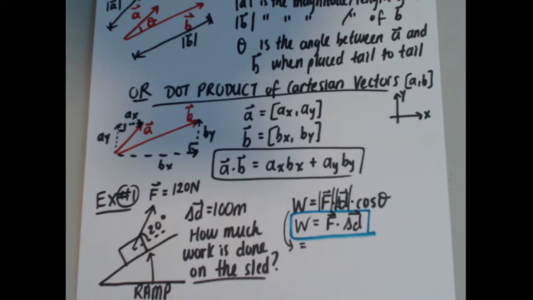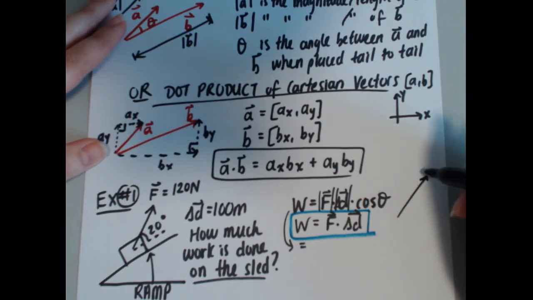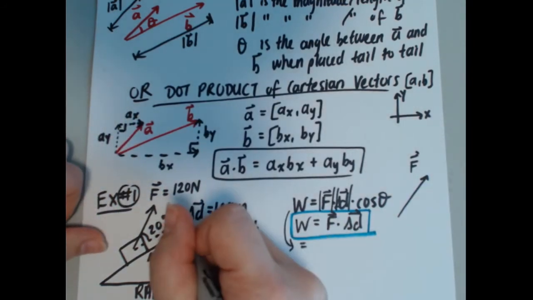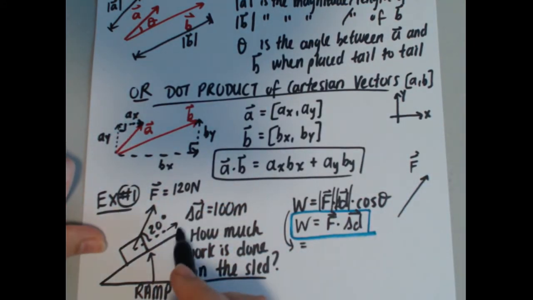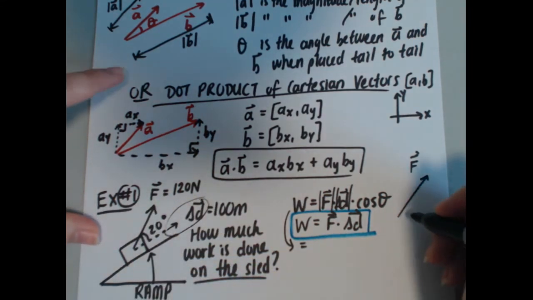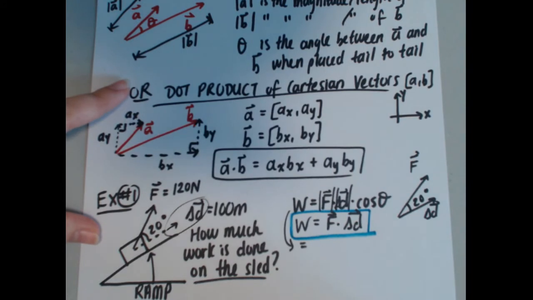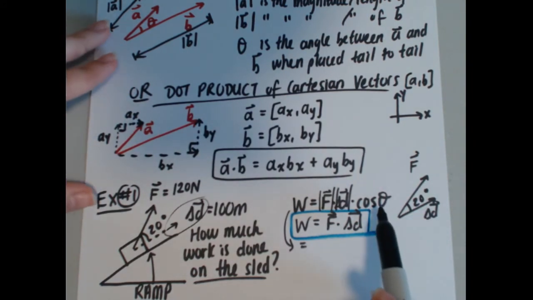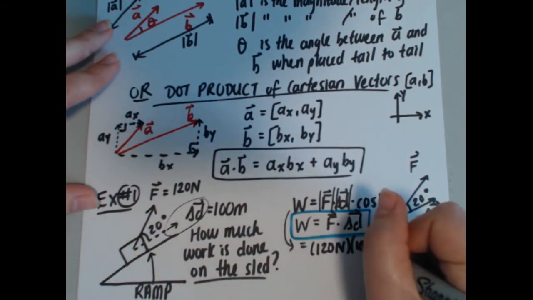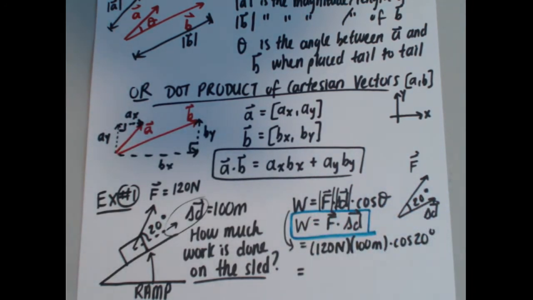Now, if I just do a quick sketch of this scenario, I've got my force. I know that's 120 newtons. This thing is getting displaced up the ramp in this direction. If that's the direction of delta D, well, that's at 20 degrees to the force when they're placed tail to tail. So force is like this, displacement is like this. The angle between them when placed tail to tail is 20 degrees, so that's the angle I get to plug in my formula. So force magnitude is 120 newtons, the displacement is 100 meters, times cosine of 20 degrees. Make sure your calculator is in degrees.